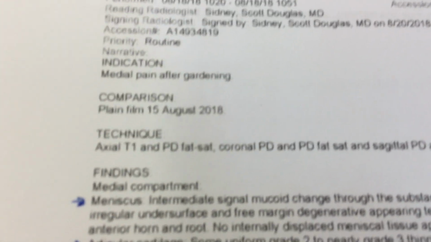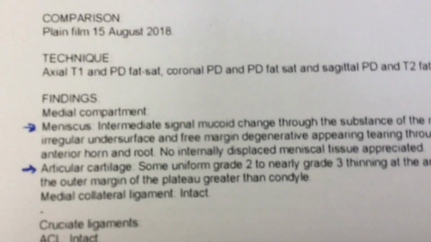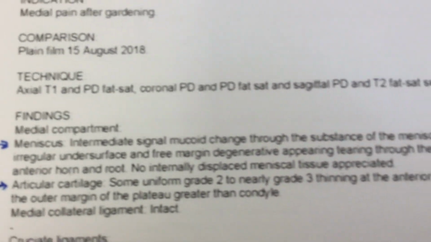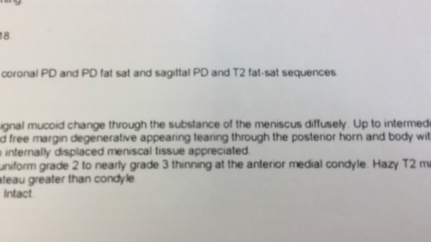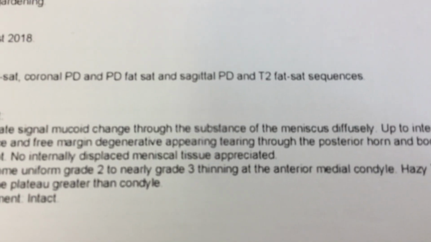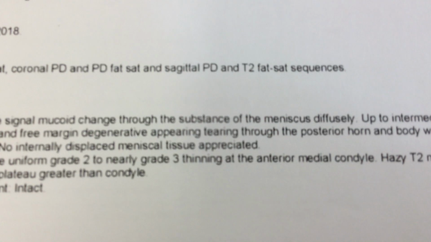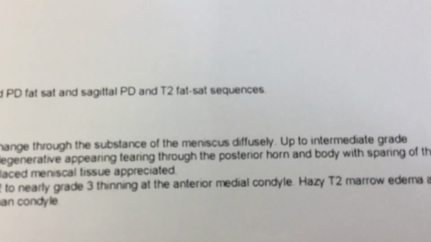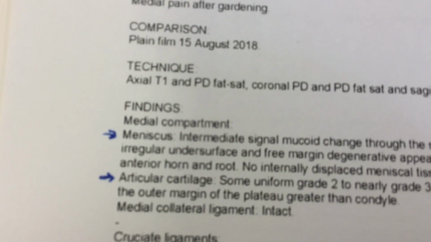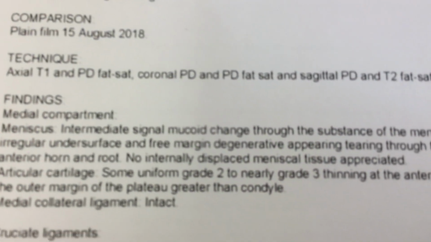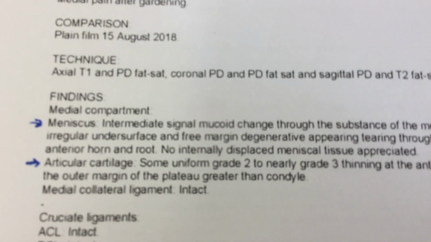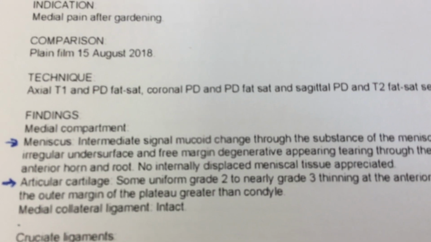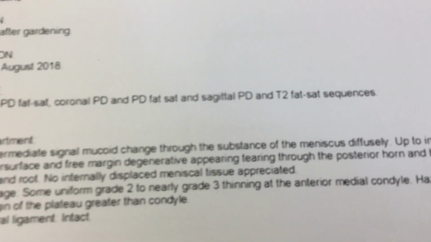Medial pain after gardening. I'd like to just read this briefly. It says, meniscus intermediate signal mucoid change through the substance of the meniscus diffusely. So what that means is that the meniscus was changing in its texture, becoming more mucoid or less taut and tight and strong diffusely, up to the intermediate grade irregular undersurface and free margin, degenerative appearing tearing through the posterior horn and body with the sparing of the anterior horn and root. So what that's saying is at the undersurface of that meniscus there were degenerative appearing changes with tearing.